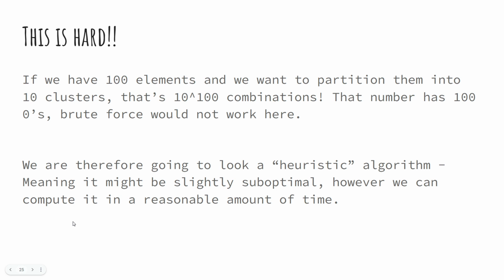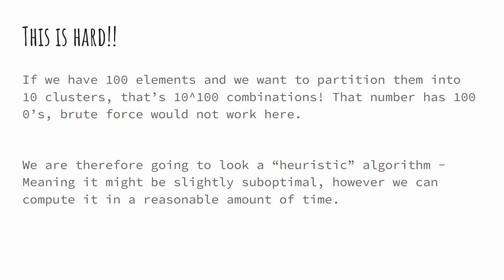But this is a hard problem. If we have 100 elements and we want to partition them into 10 clusters, that's 10 to the power 100 combinations. So this number has 100 zeros. It's a big number. We're not going to be able to brute force. We're not going to be able to try every combination and work out all of the inertias and then just pick the minimum WCSS. That's not going to work.